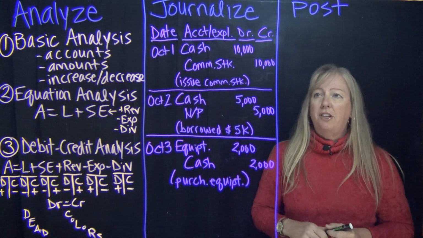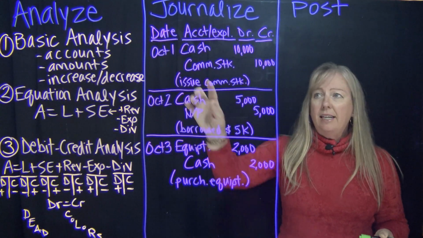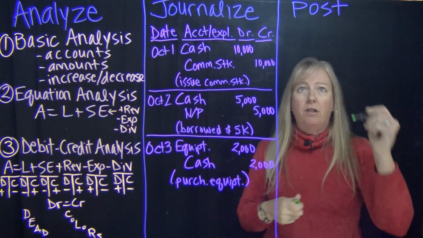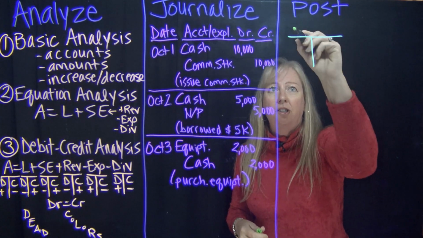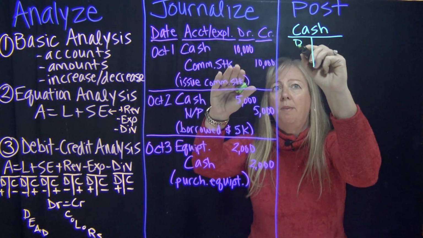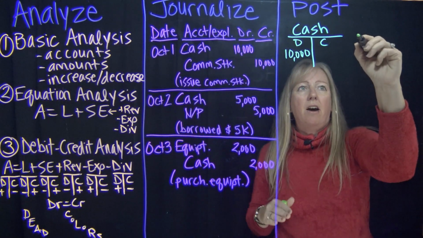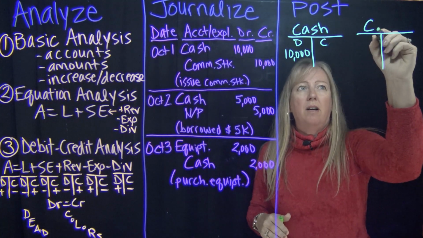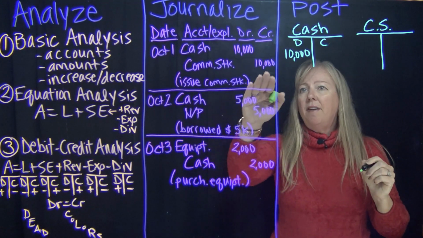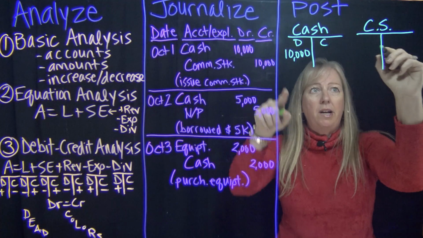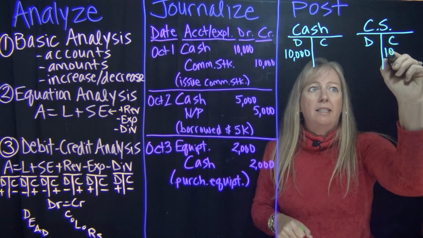So this first transaction, it's just going to be copy paste. I need to go copy to the cash account. So let's create a little T account for cash. And I'm going to just copy the debit right here, debit on the left, credit on the right. I'm going to put in 10,000. And I need a common stock account. I'll make a little T account for my common stock, just abbreviating that one. And I'm going to copy paste this credit over here, debit on the left, credit on the right, 10,000.